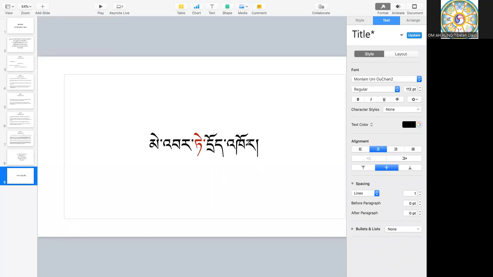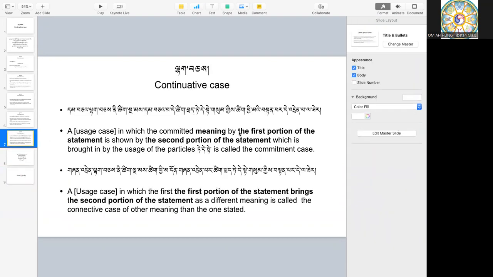So therefore, the first portion of the statement here is whichever narration is stated before the particle, and that particular narration commits to show a meaning. Commits means that it tells us that it's going to somehow provide additional information. And this additional information comes in the form of the second portion of the statement.